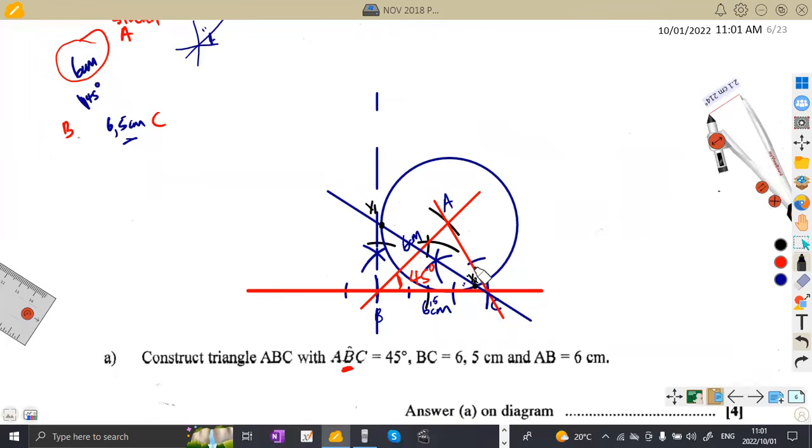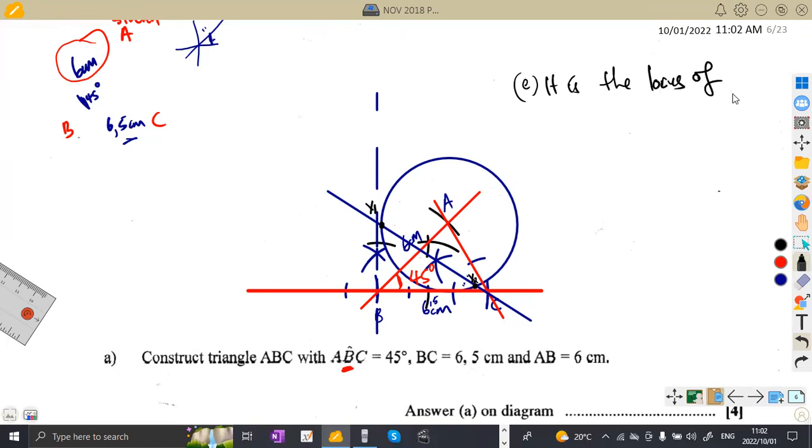This is our BCA. So remember, guys, I told you that this one is going to be the locus of points equidistant from the lines that are giving us the angle C. So you can write this one as item E. Okay, so this one, it is the locus.